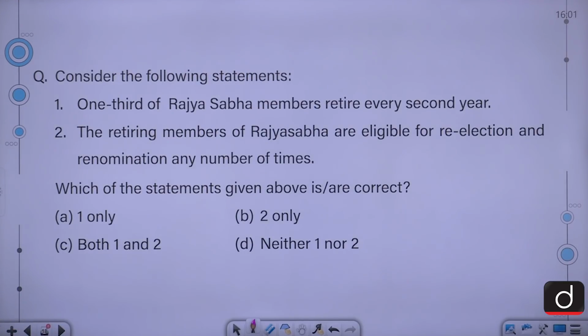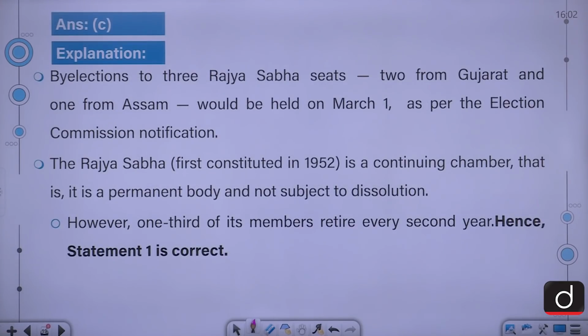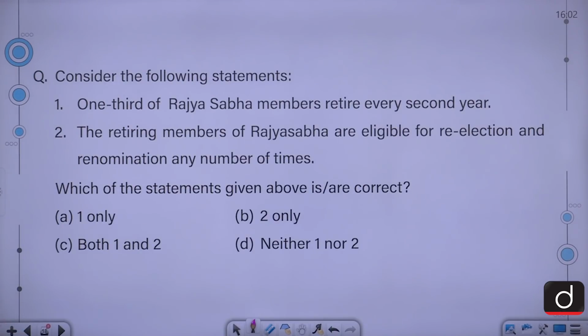Moving on to the first question, consider the following statements. 1/3 of Rajya Sabha members retire every second year. The retiring members of Rajya Sabha are eligible for re-election and re-nomination any number of times. So which of the statements given above is or are correct? 1 only, 2 only, both 1 and 2, neither 1 nor 2. The correct answer to this question is C, that is both 1 and 2, both the statements are correct.